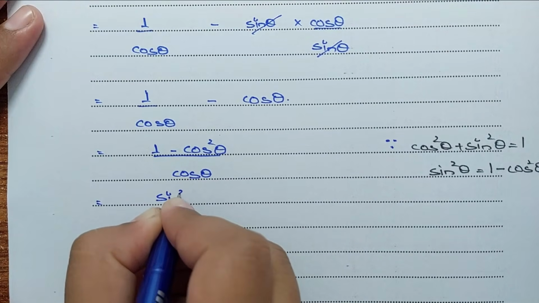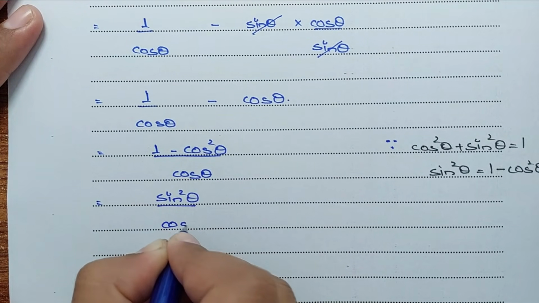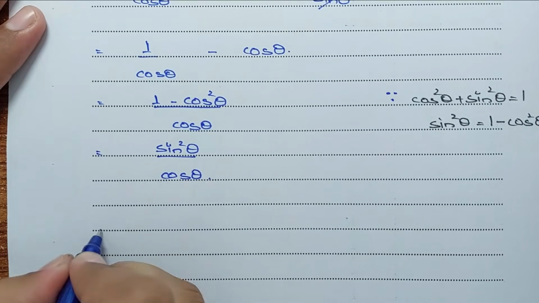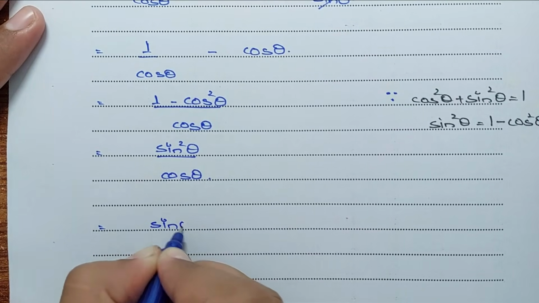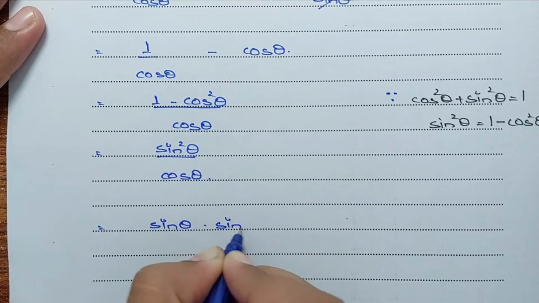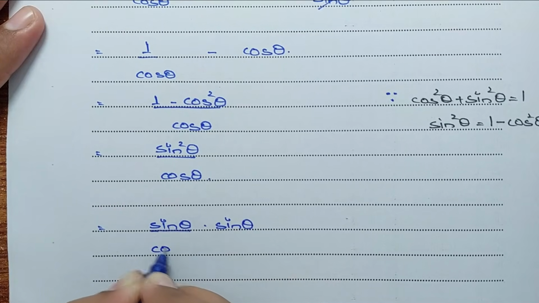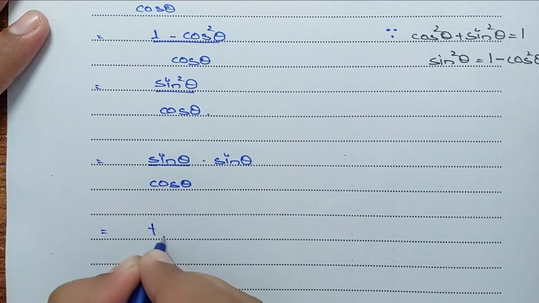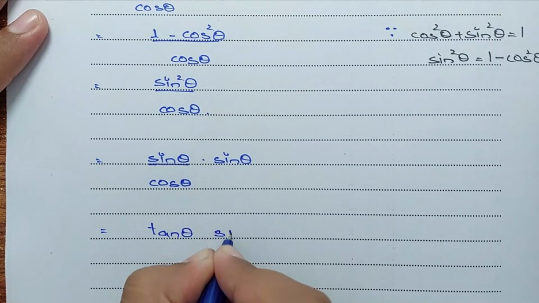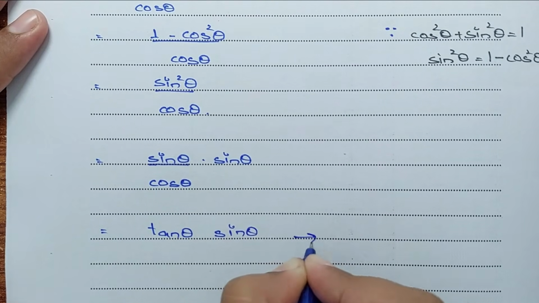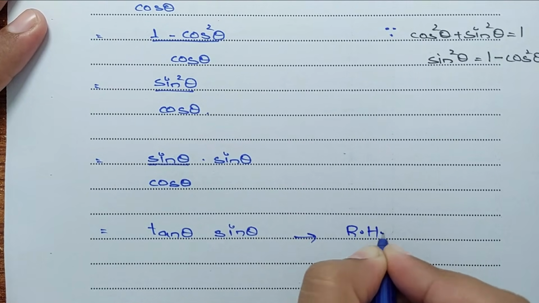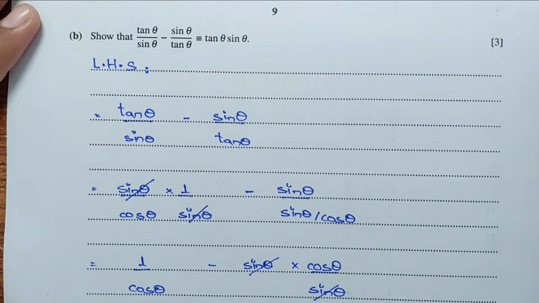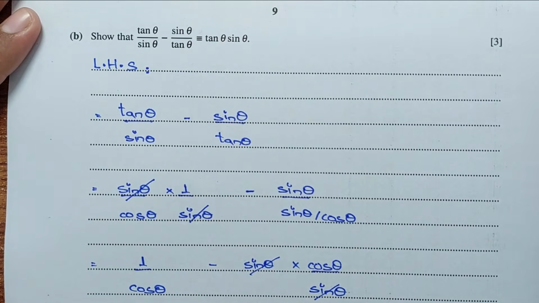This is sine square theta over cos theta. So we can separate sine square into sine theta and sine theta divided by cos theta. And we know the ratio of sine over cos is tangent theta. So this is tangent theta and sine theta. And that is my right hand side. It is proved. Tangent theta and sine theta.